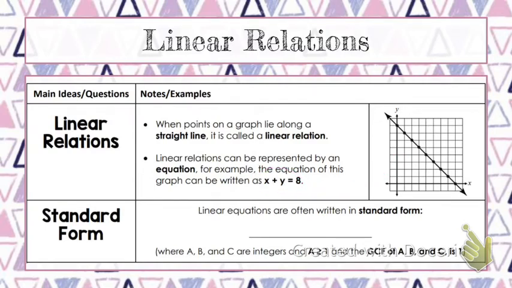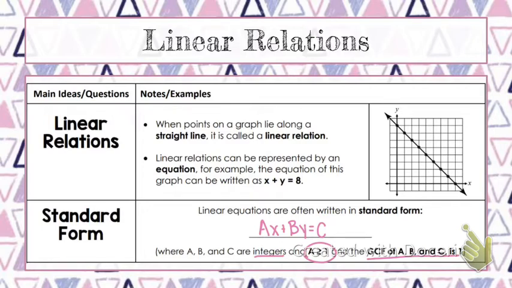Linear equations are often written in standard form. Standard form is ax plus by equals c, where a, b, and c are integers. That means that they are whole numbers. They can be positive or negative, but they're whole numbers. And a has to be greater than or equal to 1. So a actually cannot be negative. And the greatest common factor of a, b, and c is 1. So they couldn't be 2, 4, and 6 because those could all be divided by 2, and that would simplify it further.